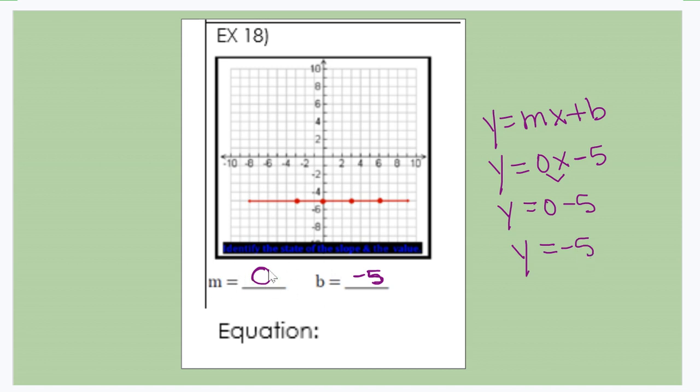So anytime that you have a horizontal line there and there is no slope, it's just going to be y equals whatever number it crosses the y-axis at. So this graph crossed at negative 5, so the equation is just y equals negative 5. There is no x in this equation because it never crosses the x-axis. It only crosses the y-axis at negative 5.